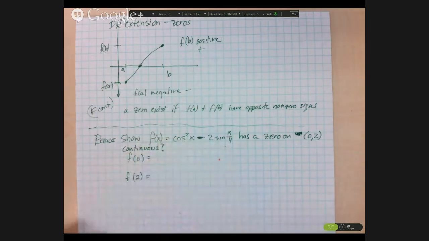How do you know that? Because of that theorem about cosine and sine. Yes, both sine and cosine are continuous, so therefore all the operations on them won't affect that.